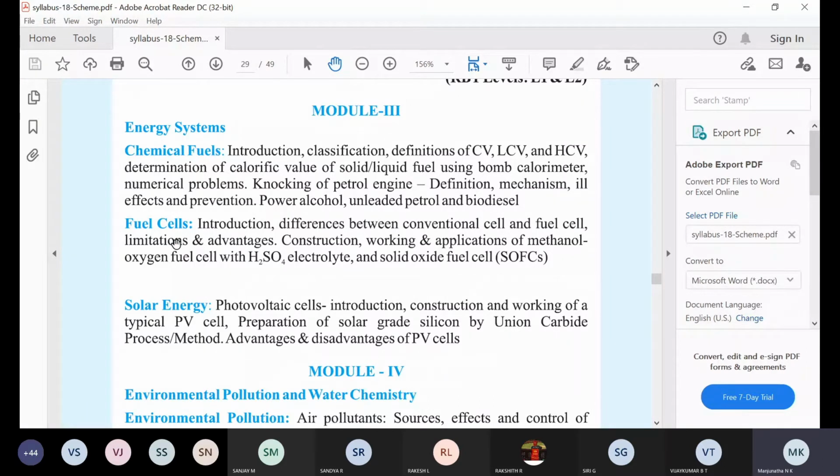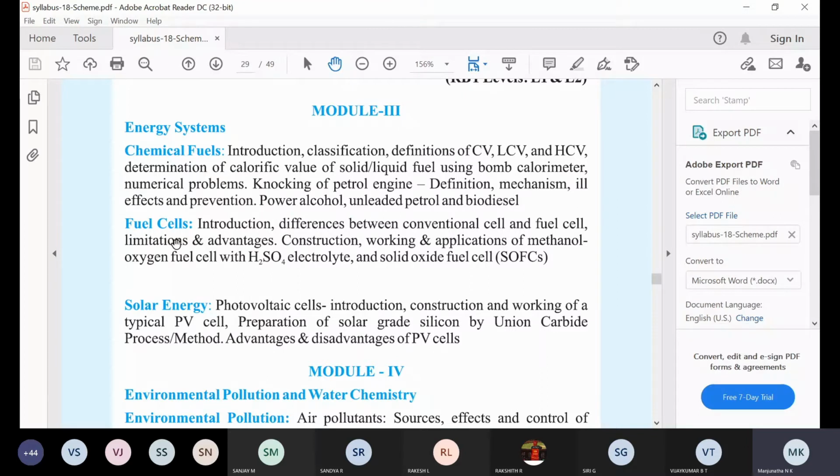Next, another unit in the same Module 3, that is solar energy. Whatever solar radiation comes from the sun is called solar energy. To convert solar radiation into electrical energy, we are going to use one device called a photovoltaic cell. That photovoltaic cell's construction and working we are going to discuss. And in the same photovoltaic cell, we are using one semiconducting material, that is silicon. That silicon is synthesized by using one process, that is the Union Carbide process.